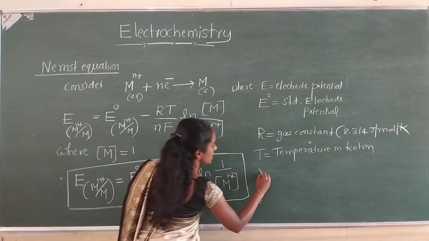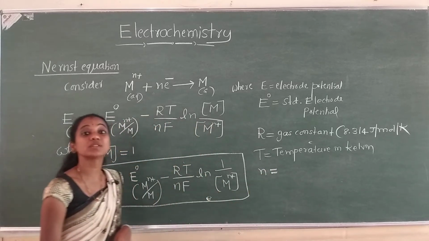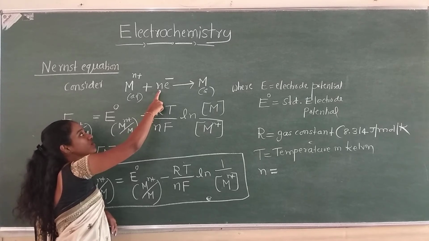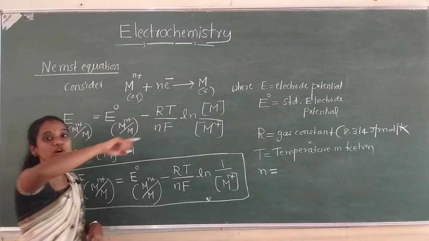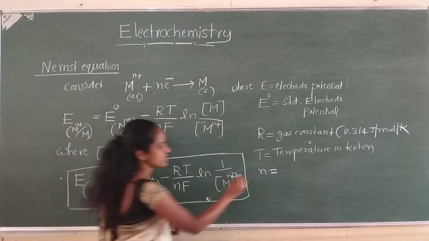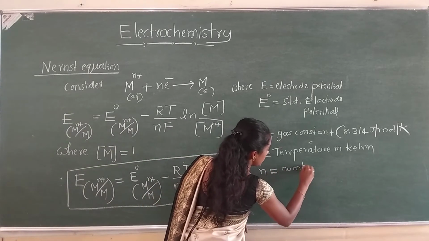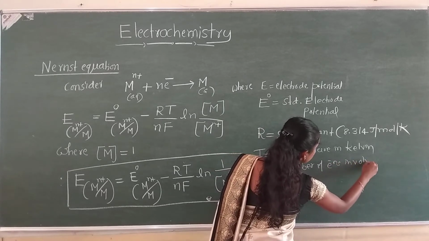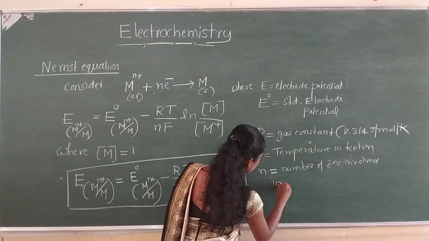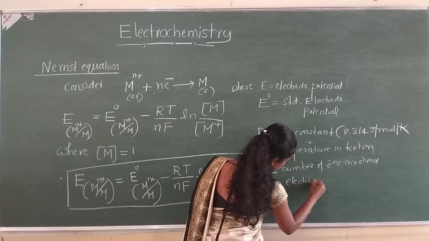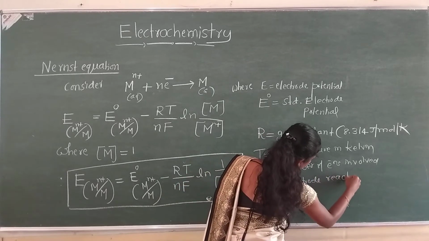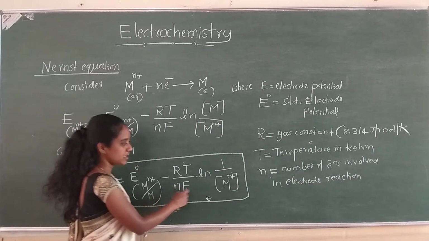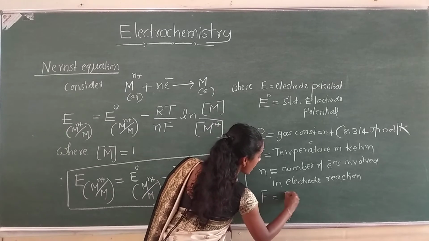What is small n? It is the number of electrons involved in the electrode reaction, either in a reduction reaction or in an oxidation reaction. So n is the number of electrons involved in the electrode reaction. And what is capital F? It is nothing but the Faraday.